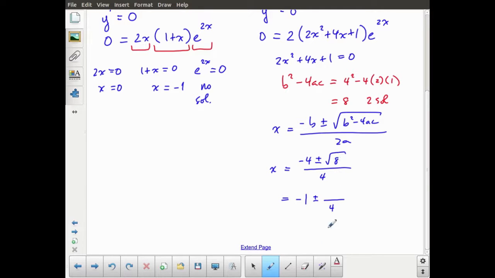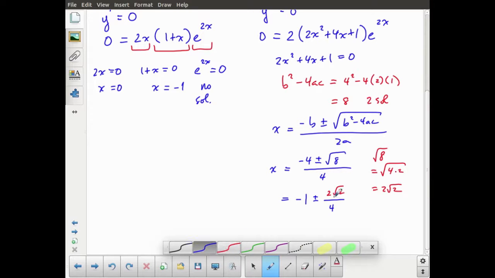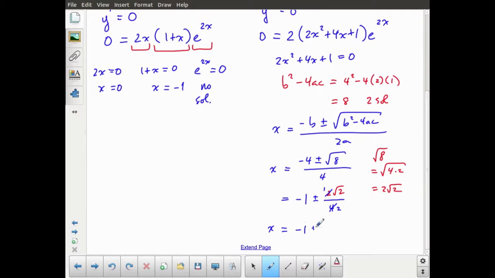But what is the square root of 8? Square root of 8 is the same thing as the square root of 4 times 2, which is the same thing as 2 root 2. So I can put 2 root 2 there. And I divide out: 2 goes into 2 once, 2 goes into 4 twice, and so I end up with x is equal to -1 plus or minus root 2 over 2. There's a few ways you could represent this.